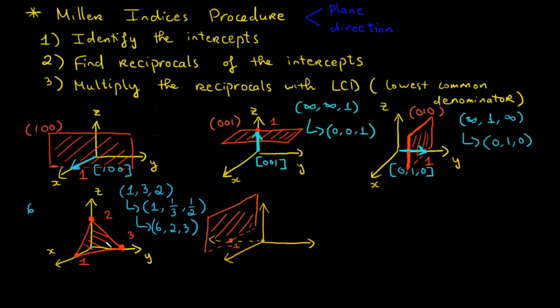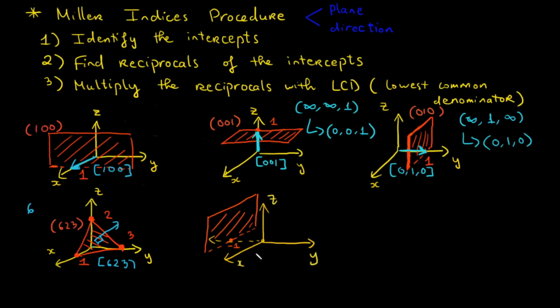Therefore, you're gonna have the directional vector, which is the one right here, perpendicular to the plane, and it's in the form of [6 2 3]. And this plane right here is gonna be called a (6 2 3) plane.